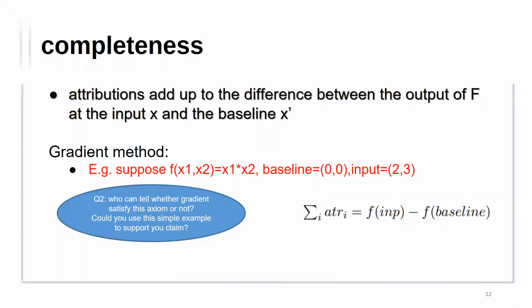The gradient is what gradient? The gradient is the partial derivative, right? Yeah. Let me write. So the gradient, for example, x1, x2. So this is the attribution for x1, A1. As long as it follows this formula, then the gradient method satisfies this axiom.